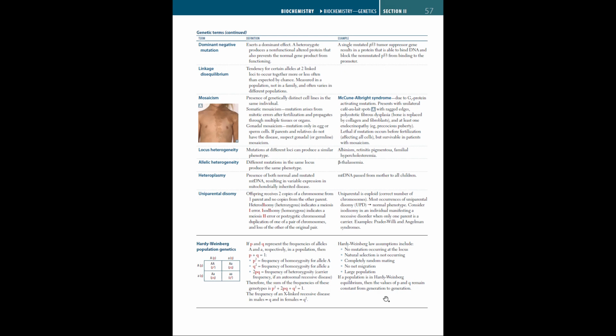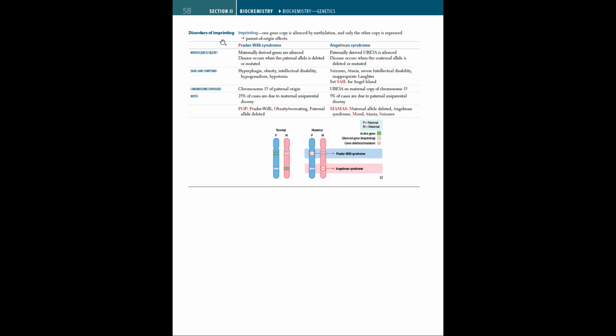Here we have the disorders of imprinting. Now, imprinting is when one gene copy is silenced by methylation, and only the other copy is expressed. This is the parent-of-origin effect. So we have two main syndromes of imprinting, Prader-Willi syndrome and Angelman syndrome. Now, which gene is silent in Prader-Willi syndrome? That would be the maternally derived genes, which are silenced. And the disease occurs when the paternal allele is deleted or mutated.